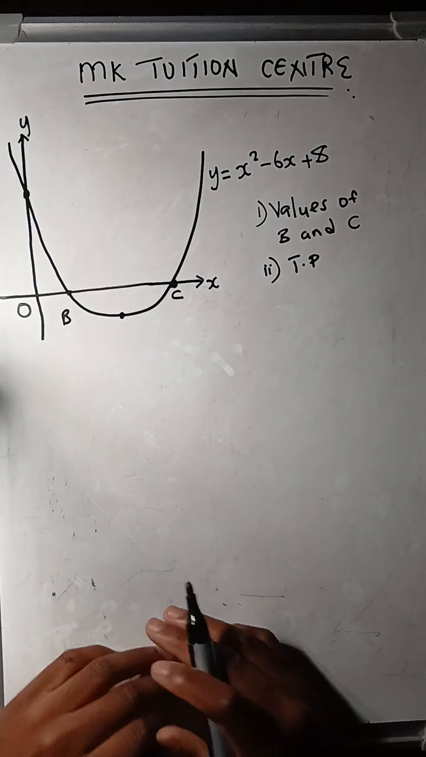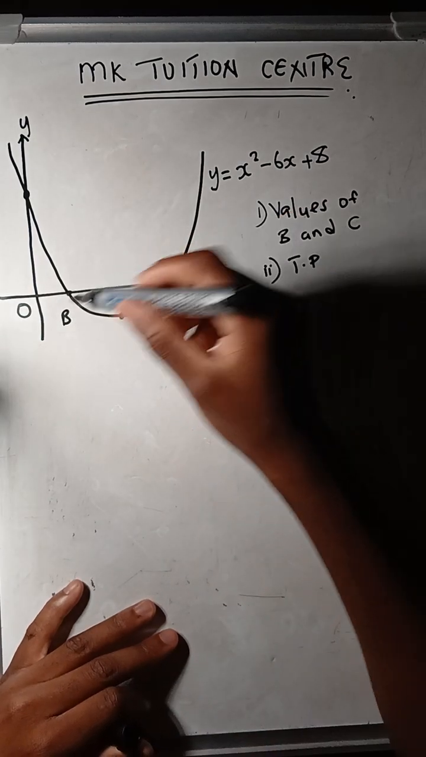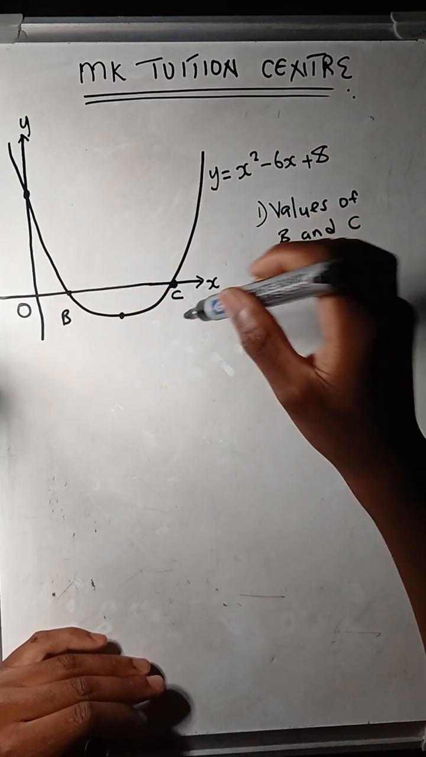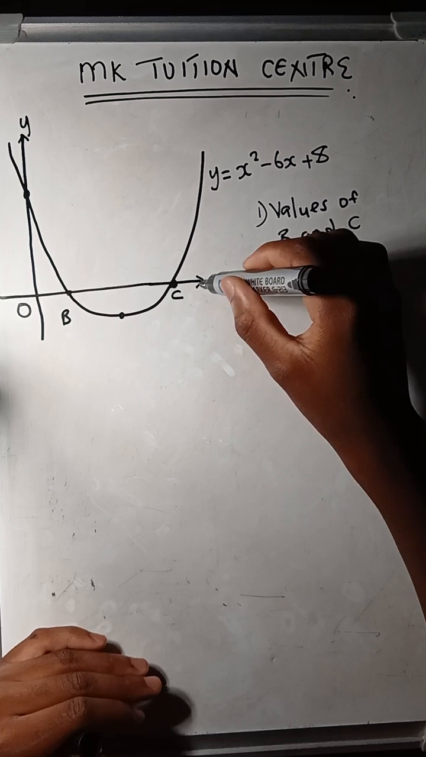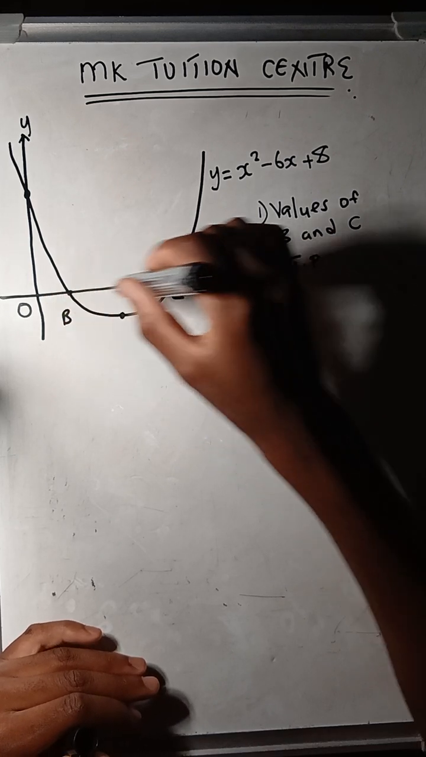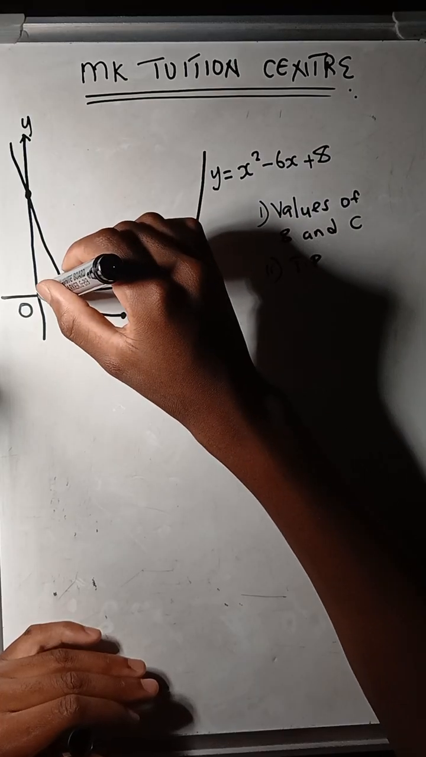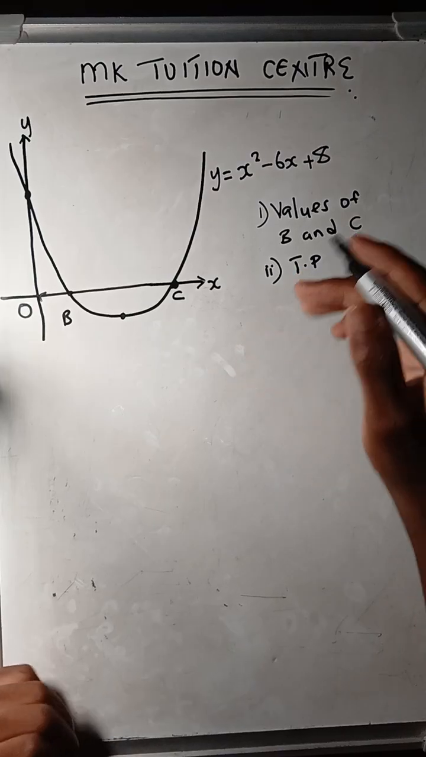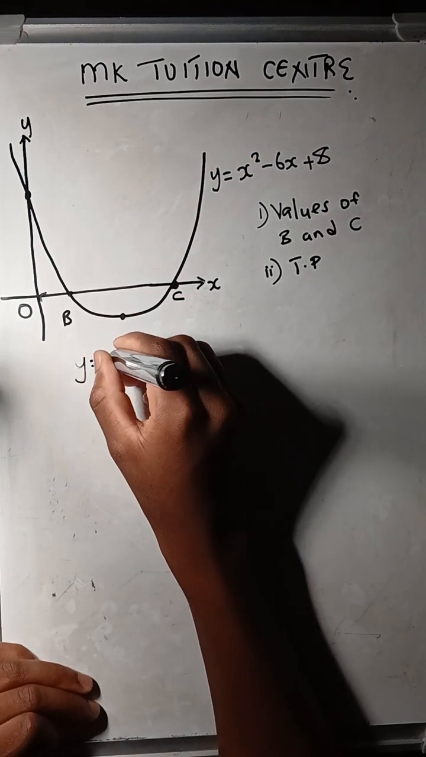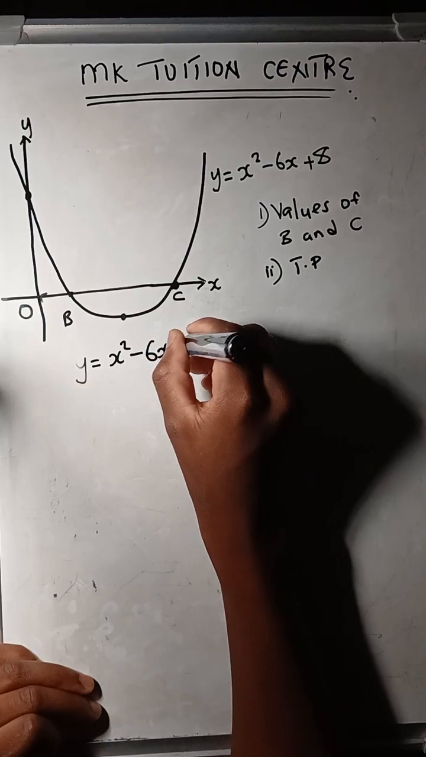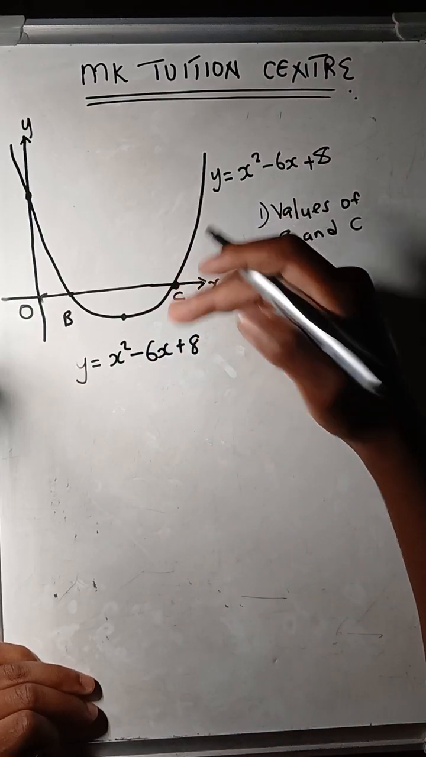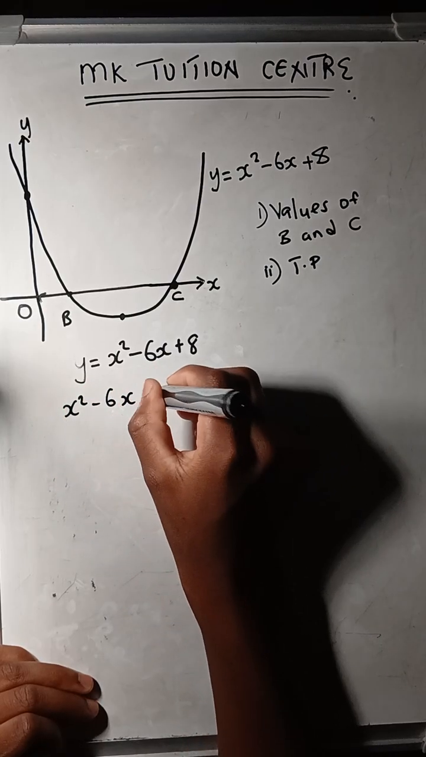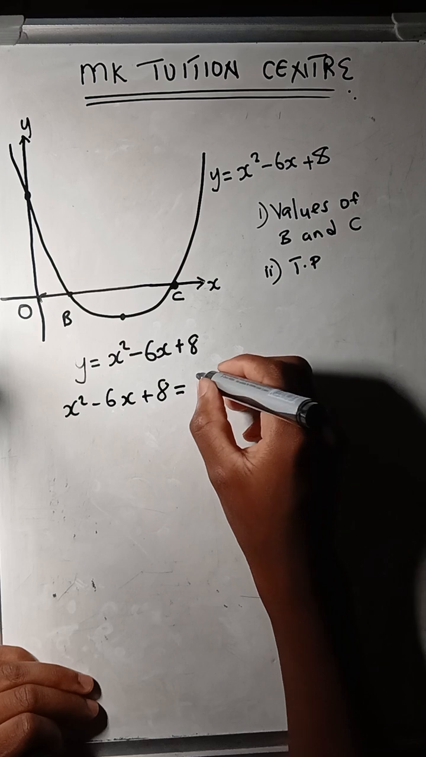Okay, the first one, b and c are lying on the x-axis. And we know that on the x-axis, the value of y is 0. So here, if you're looking for the value of y, you go to the y-axis. Which number is here? It's 0 for the y-axis. So it means that we're going to have the equation y equals x squared minus 6x plus 8. On the x-axis, y is equal to 0. So we're going to have x squared minus 6x plus 8 equals 0.